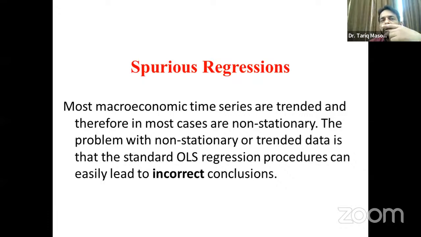If the trend is purely deterministic, you can ascertain the magnitude of that by running some trend regression, like yt is equal to beta 0 plus beta 1 t if it is a linear trend, or you can try some non-linear trends, and then we can remove the trend from the data.